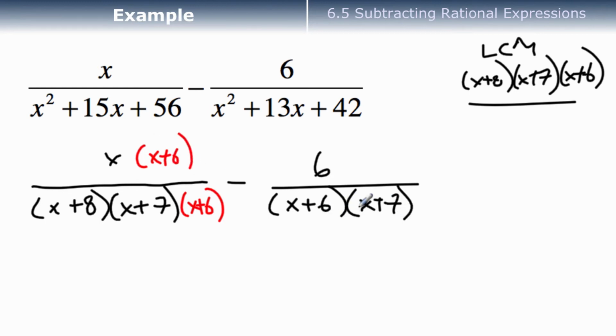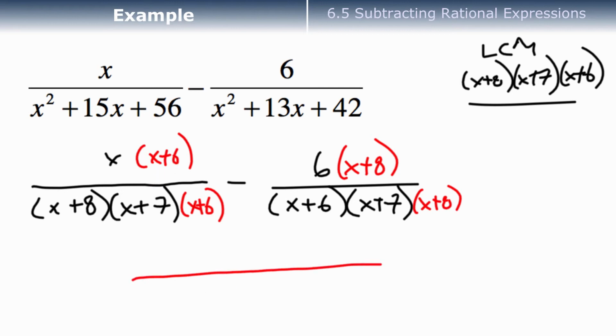Same thing over here. Which one doesn't this one have? The x plus 8. So I need to multiply this one by x plus 8 and this one by x plus 8. So I can write them all over the same denominator. X plus 8, x plus 7, x plus 6.